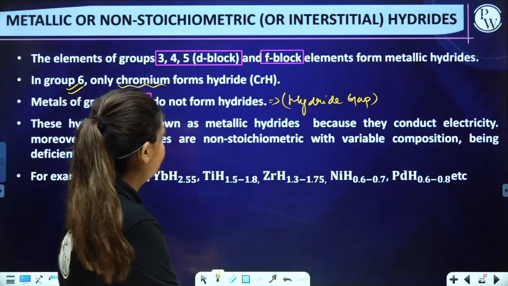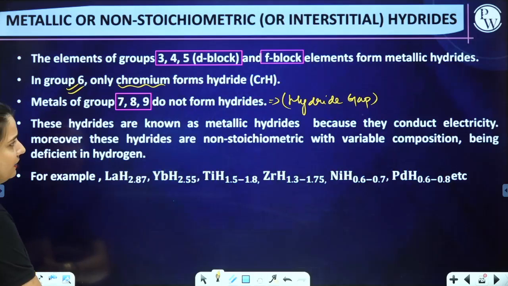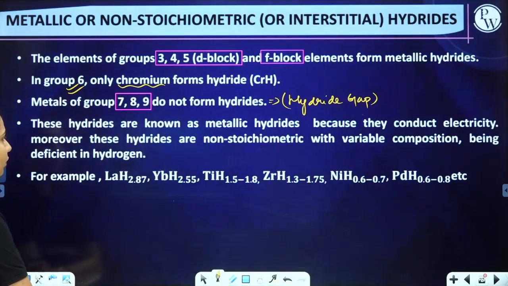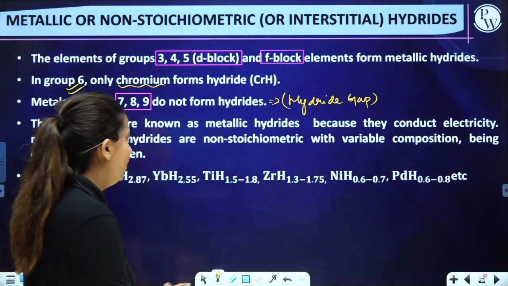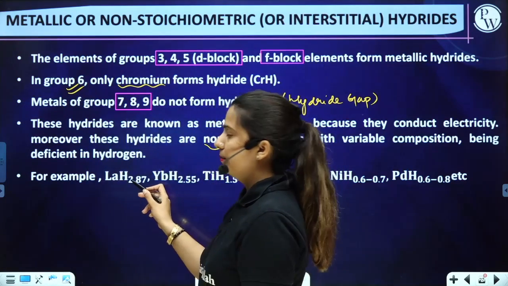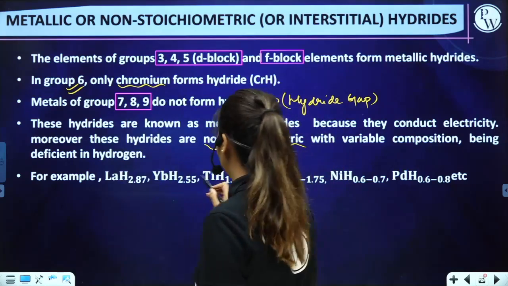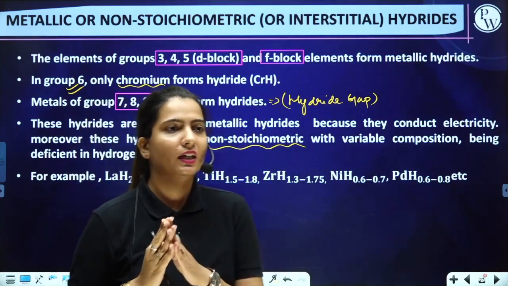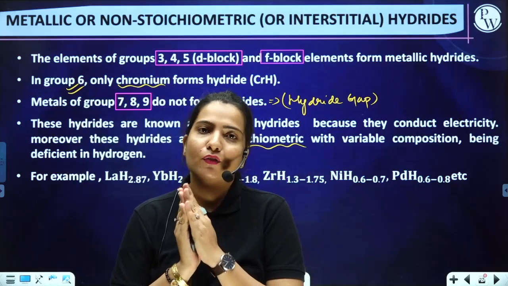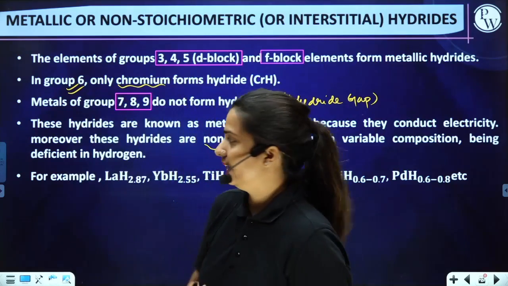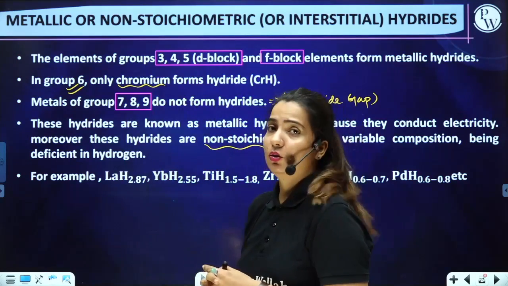So remember this thing. These hydrides are known as metallic hydrides because they conduct electricity. Moreover, these hydrides are non-stoichiometric. You can simply see they are non-stoichiometric. You have one number as fractional. So if you have one of the elements in a fractional number, it is considered non-stoichiometric, okay? So these are the things you need to understand.